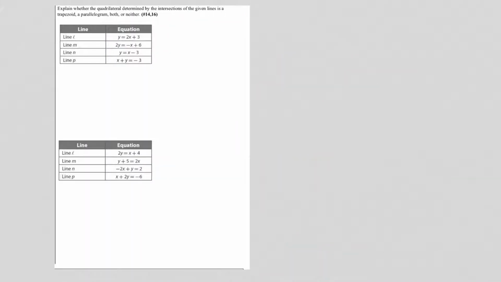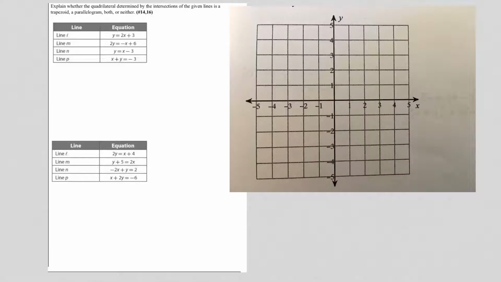Okay, so in these examples, explain whether the quadrilateral determined by the intersection of the given lines is a trapezoid or a parallelogram, both or neither. So I find it's going to help on this to have a graph of all of these lines. So let's get a graph going. Let's graph this first line, line L. y is equal to 2x plus 3. So there's a y-intercept of 3, slope of 2. Here's line L.